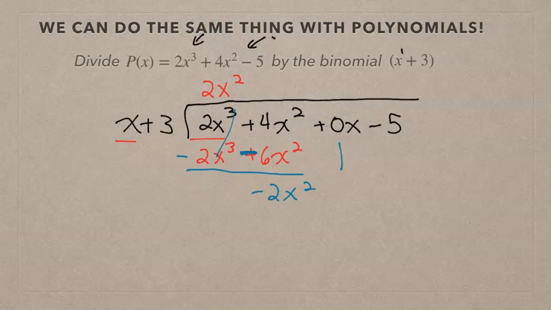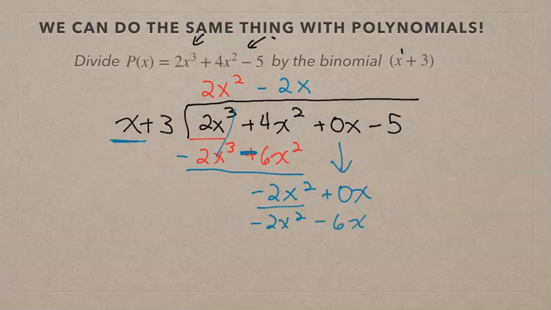And I'm going to bring down this 0x. Let's cancel that. Okay. I'm going to bring down this 0x plus 0x. And I'm going to do this again. So how many times does x go into negative 2x squared? Well, negative 2x times. And then I'm going to do my multiplication. Negative 2x times x is negative 2x squared. Negative 2x times 3 is negative 6x.